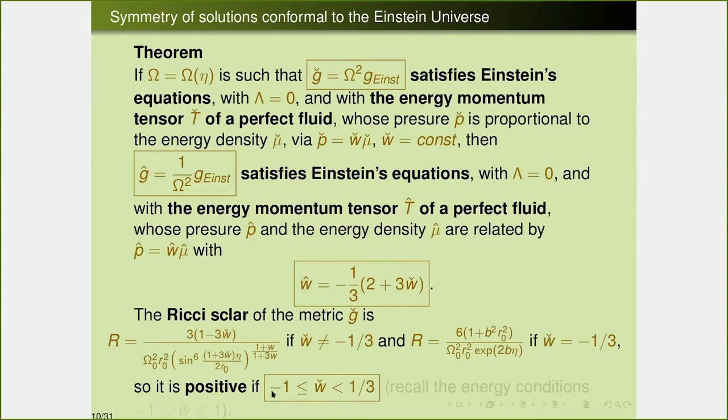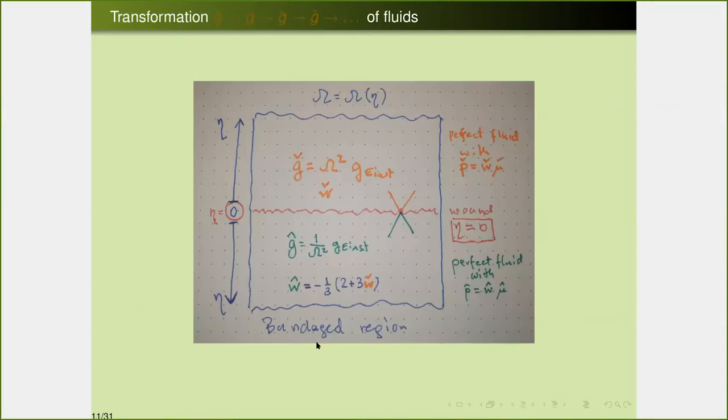This minus one comes here from this thing that I also want: that my fluids will satisfy strong or dominant energy conditions. So somehow the story is as follows. Now I propose the following model for this bandage region of these conformally flat perfect fluids.